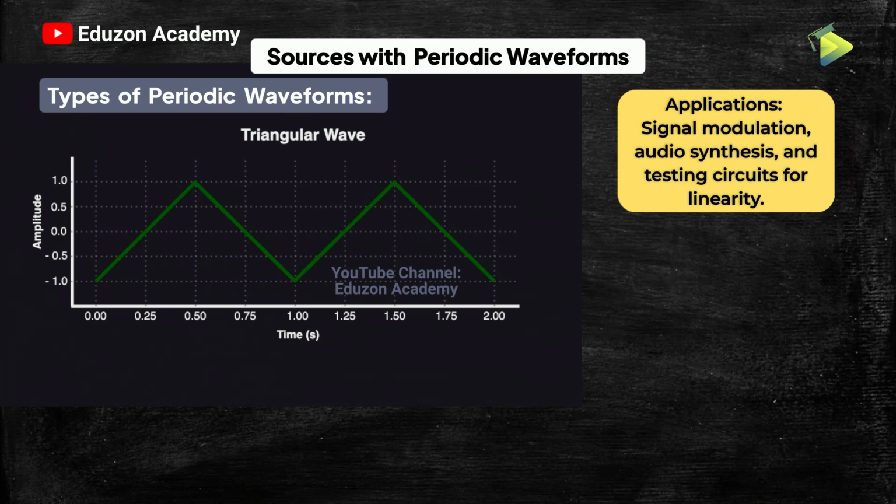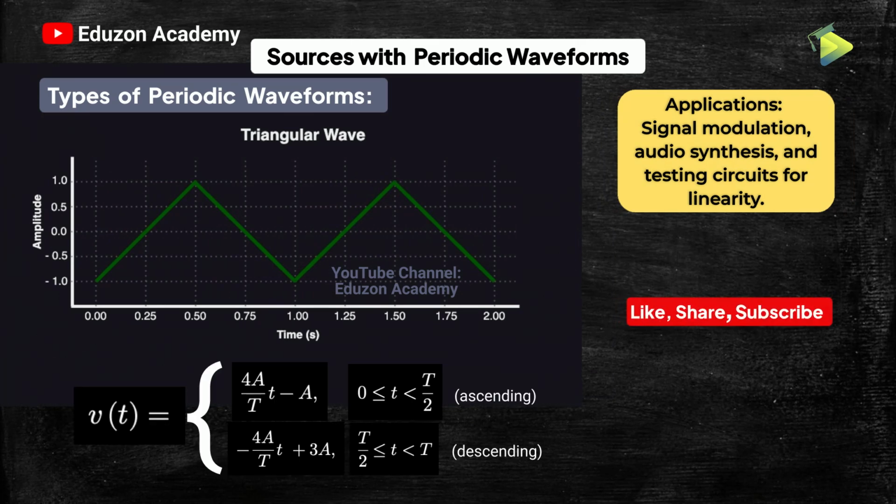Triangular wave linearly rises and falls, forming a triangular shape. The waveform has a uniform slope, making it appear like a triangle. A triangular waveform can be represented as a piecewise linear function, or using a Fourier series. Mathematical representation. This is the mathematical representation of triangular waveform, for a triangular waveform with amplitude A and period T, starting at t equal to 0.